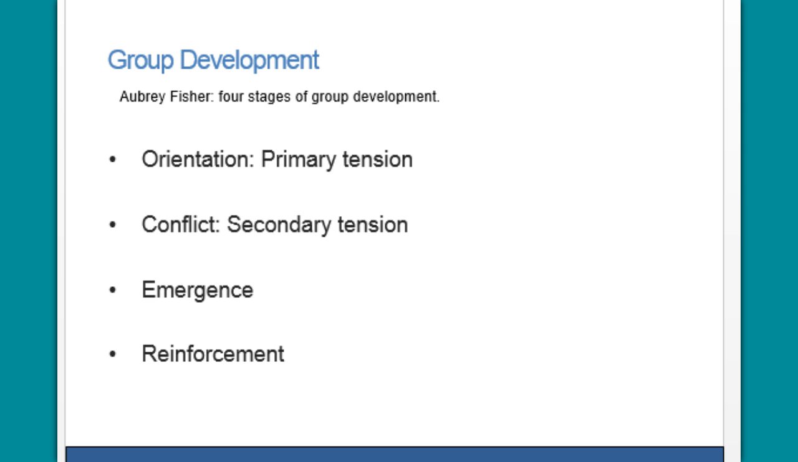Now, emergence occurs when the group feels more cohesiveness, and then reinforcement occurs when the group has helped to satisfy its task and maintenance functions, which we'll get to in a minute. And then you have a group that's a more cohesive, ongoing group. That would be the reinforcement stage.